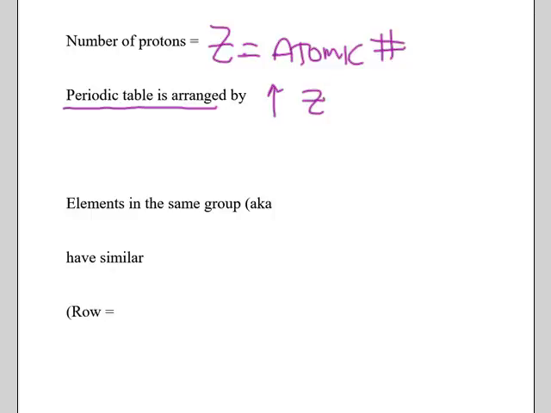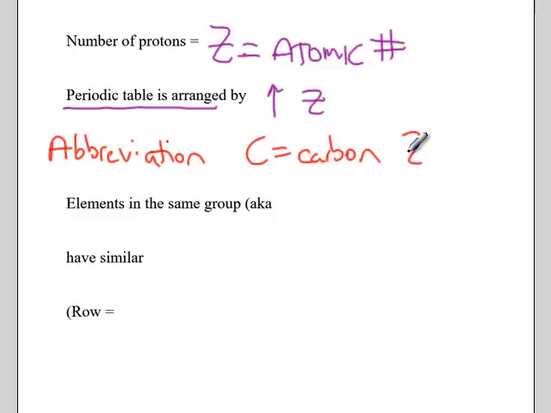Every element on the periodic table will have either a one-letter or a two-letter abbreviation. So for example, C, capital C, is the abbreviation for the element carbon. And if you look on the periodic table, carbon has an atomic number of 6. You can see that if you find the box on the periodic table for carbon, the number 6 will be usually directly above, sometimes it'll be below, but there'll be a number 6 that goes with the element carbon.